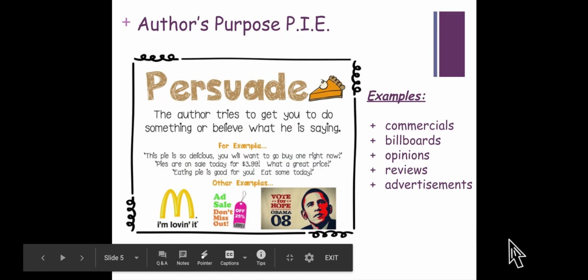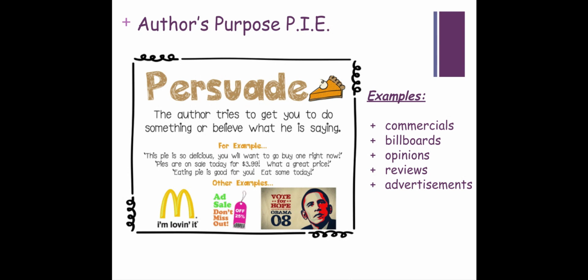So, to persuade, when does an author persuade? The author tries to get you to do something or believe what he or she is saying. So, for example, this pie is so delicious, you will want to go buy one right now. Pies are on sale today for $3.99. What a great price. Eating pie is good for you. Eat some today. That's trying to get me to do what? To go eat pie, because pie is delicious and I would want to buy one right now because they're on sale and that's a great price. So here the author is trying to persuade me to buy pie.